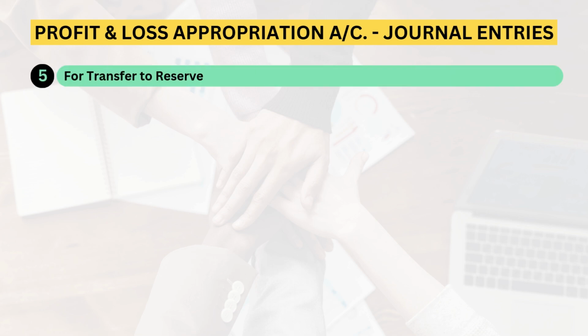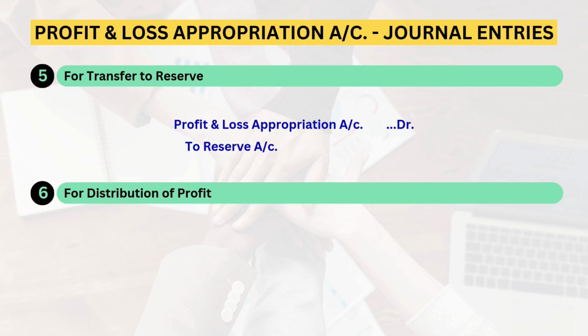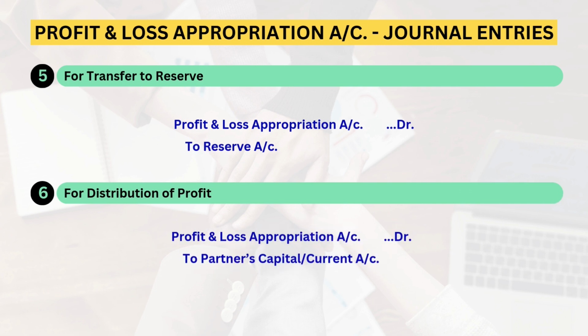For transfer to reserve, journal will be profit and loss appropriation account debit to reserve account. At last, for distribution of profit, journal will be profit and loss appropriation account debit to partners capital or current account.